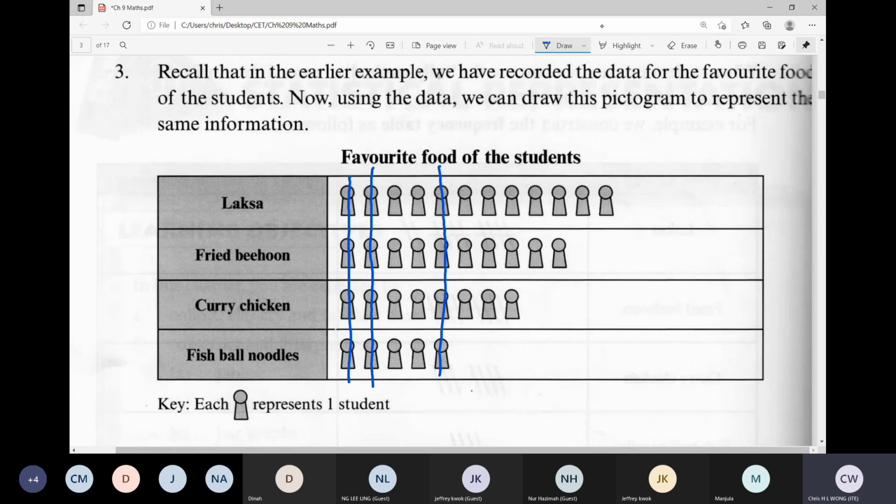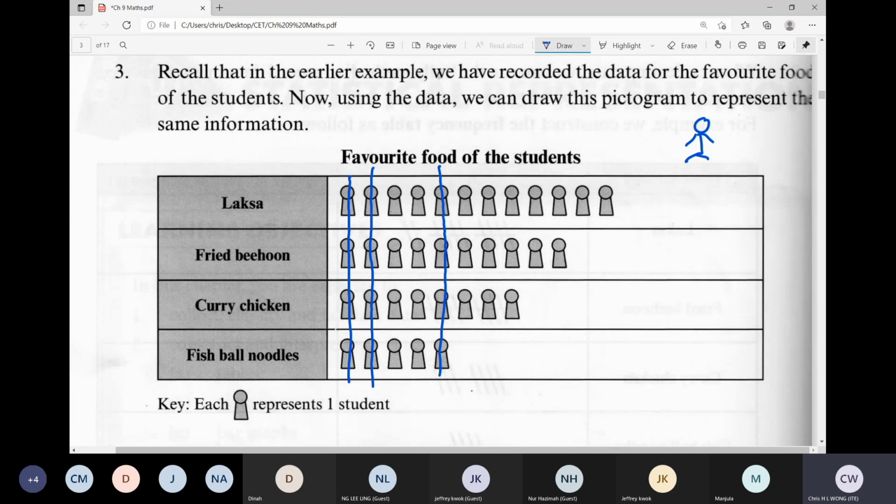Or it can be a person, a skeleton person, so you just take away the two hands and the two legs. Now you look at it. How many people like each kind of food the most? By looking at the symbols, you know that people like laksa the most, by the number of symbols that represent it.